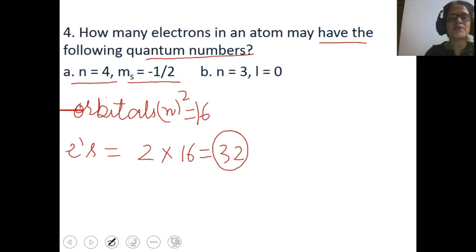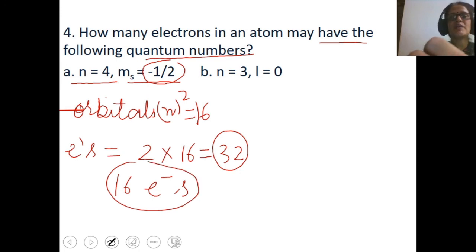But children, already you know that an orbital can accommodate 2 electrons. So 16 orbitals can accommodate 32 electrons, but an orbital has 2 electrons with opposite spin. And in the question we have ms is equal to minus half. So out of 32 electrons, only 16 electrons can have minus half spin and the remaining 16 electrons will have plus half spin. So what is the answer? How many electrons can have these quantum numbers? Our answer is only 16 electrons.